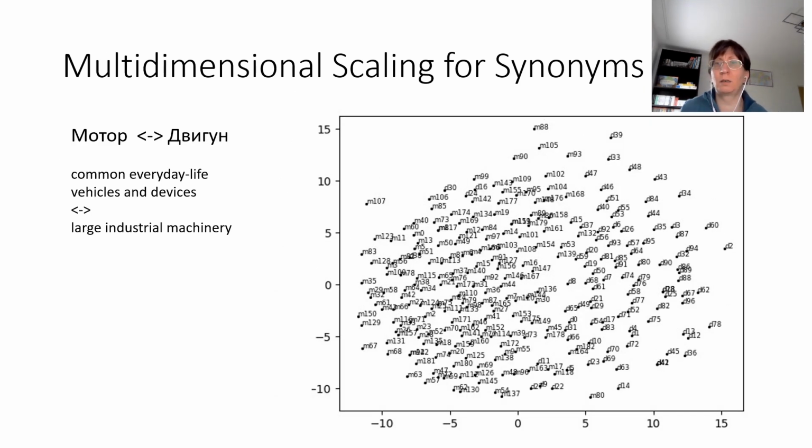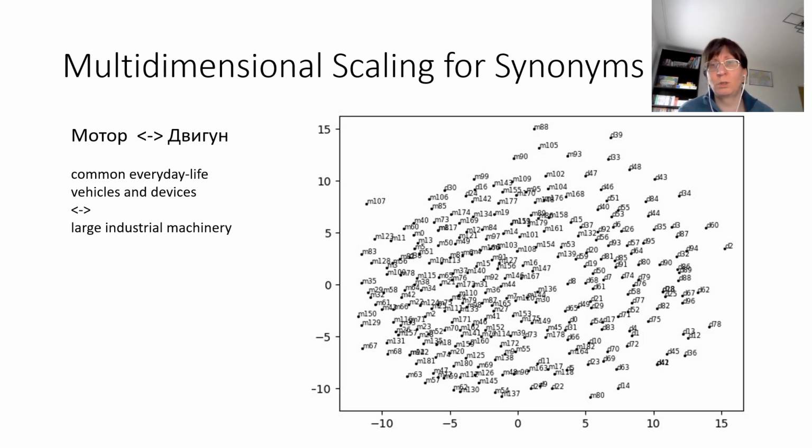And then another example with a pair of synonyms, both meaning engine, motor and dvihun. And this plot is significantly different from the previous one because we have quite a clear cluster area for motor here and dvihun here, and some overlapping in the middle, which shows that there is some distribution in the spheres and contexts where these two words are used.